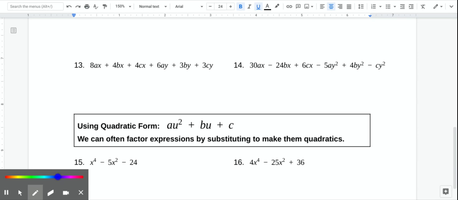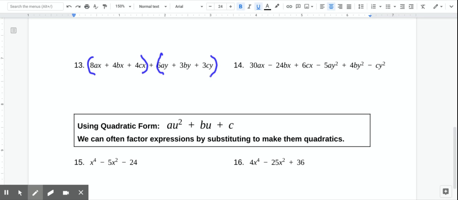What you're going to do is put it into 2 groups. So I'm going to put those 3 in a group and those 3 in a group. Now I'm going to look at this first group and see what I can factor out. It looks like I can factor out a 4 and an x, and that's going to leave me with 2a plus b plus c.